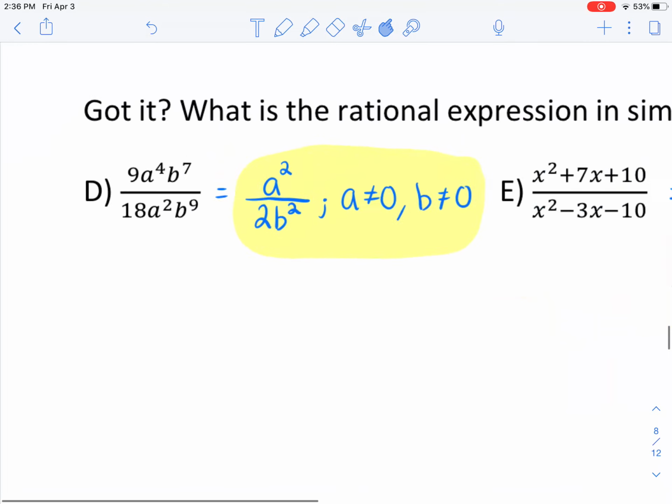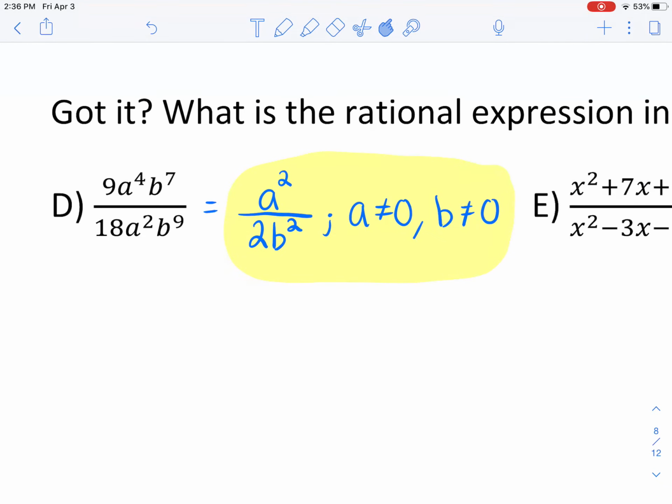Okay, so looking at D, E, and F now. 9, a to the 4th, b to the 7th over 18, a squared, b to the 9th. 9 over 18 reduces to be 1/2. So that's where that 2 on the denominator comes from. A to the 4th over a squared. If you do a to the 4th minus 2, you get a squared on the numerator. B to the 7th over b to the 9th. You're going to have more b's on the denominator, so your base b will be on the denominator, and the 9 minus 7 gives you that exponent of 2. If a and b are 0 in the original expression, it would make the whole denominator 0, so you need to exclude those from the domain.